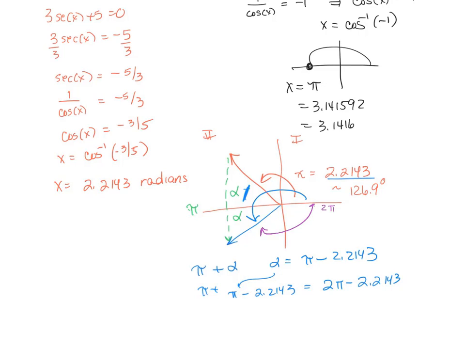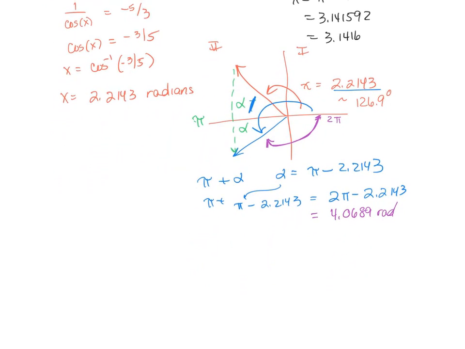Remember, this is 2 pi. If I subtract 2.2143 from 2 pi, it will give me the correct angle, which will be 4.0689 radians. So you do have 3 solutions. You have x equal to pi, which is 3.1416. You have 2.2143 radians, and you have 4.0689 radians.